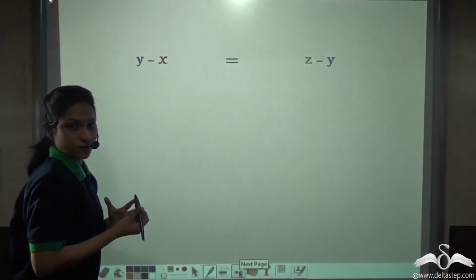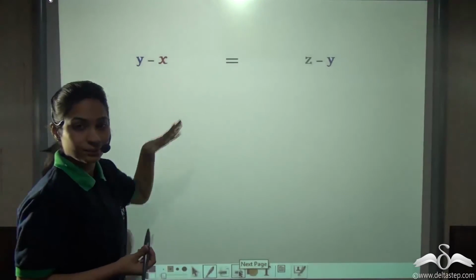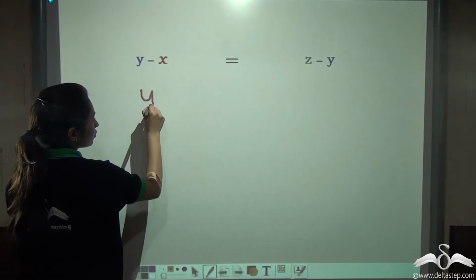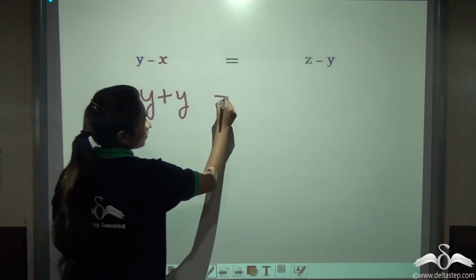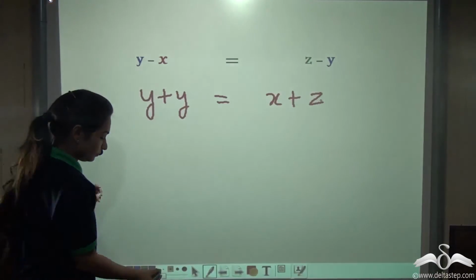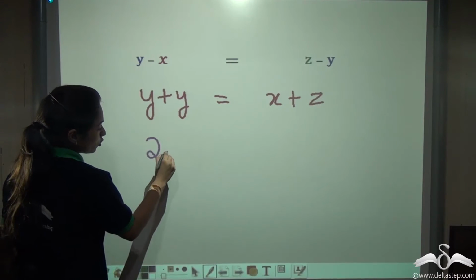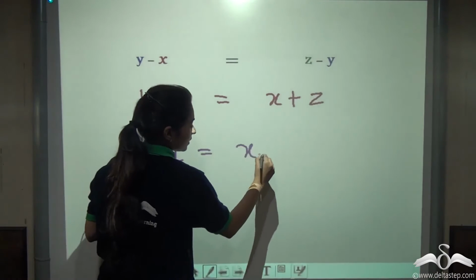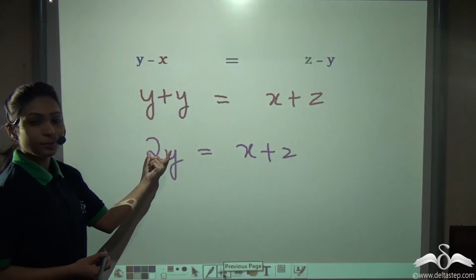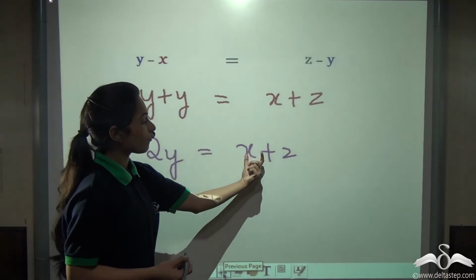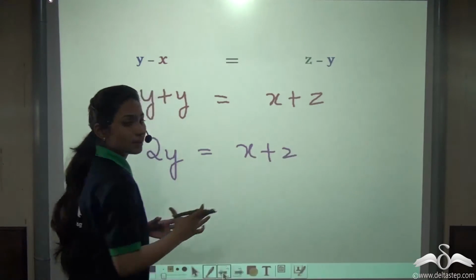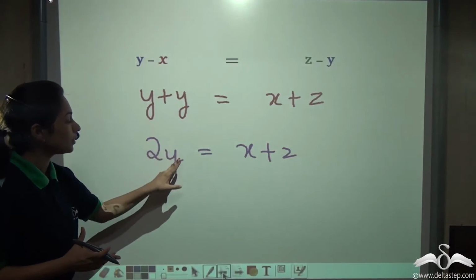So let us solve this. You can see both the sides have y. Let us bring both the y's together. So this gives you y plus y is equal to x plus z, or z plus x, same thing. That gives you 2y is equal to x plus z. So you can see that if we double the middle number, we will get the sum of the first and the third number. Or you can say, if we add the first and the third number of an AP series, you will get double the second number.